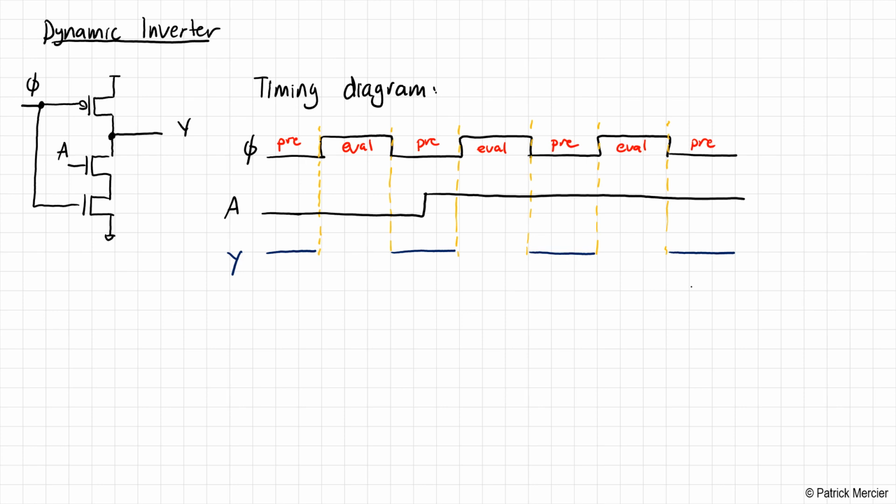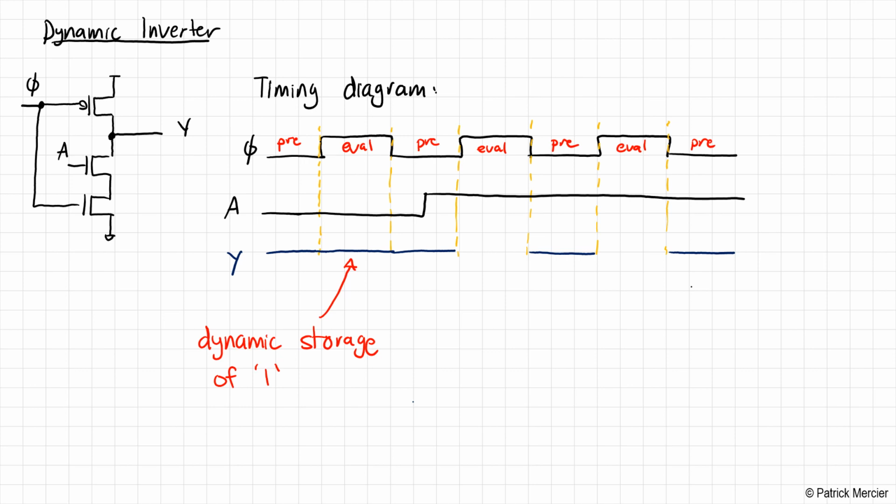All right. In the first evaluate phase, we see that A is equal to 0. So that NMOS transistor is off. The evaluate transistor is on, but transistor A is off, and so therefore there's no way for Y to be pulled down. So therefore Y is just going to hang out where it was before. Okay, so we call this dynamic storage of logic 1. All right, so that's 1/3 of the battle.